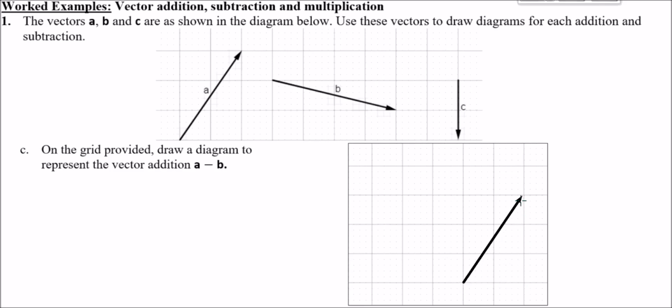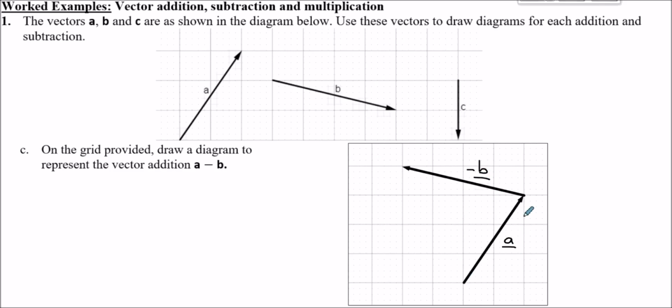So I'm going to do vector A here to make sure we've got enough space. That's 2 along and 3 up. And then minus B, well, B is 4 along and 1 down, if you like. So this time, rather than going 4 to the right, because it's minus B, I'm going to go 4 to the left, like so. And instead of going 1 down, I'm going to go 1 up. And so, just labelling this on. This one's A. This is minus B.